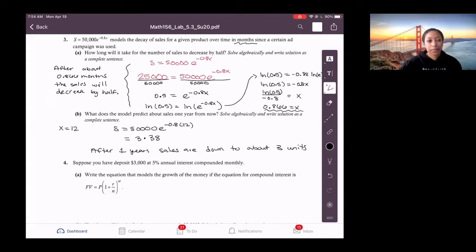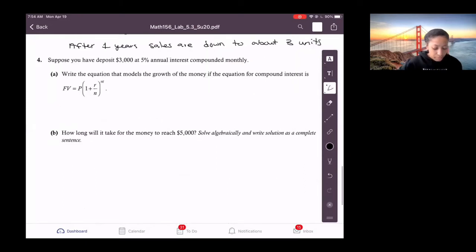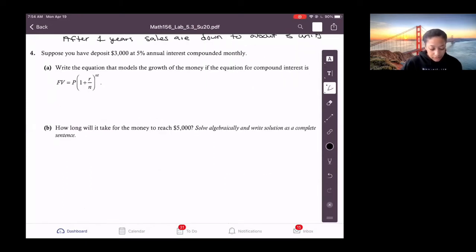All right. Then on to the last one here. Problem 4. Suppose you deposit $3,000 at 5% annual interest compounded monthly. Write the equation that models the growth of the money if the equation for compound interest is future value equals P times 1 plus r over n to the nt power. Okay. How long will it take for the money to reach $5,000? Solve algebraically, write in a complete sentence.